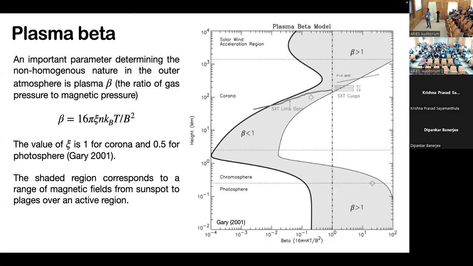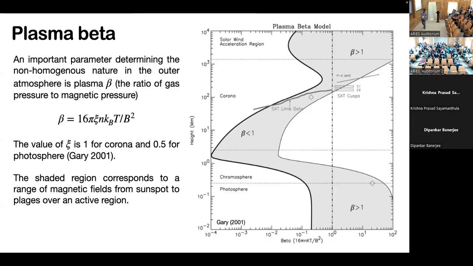This particular dash-dot line separates the plasma beta greater than 1 region from the less than 1 region. Plasma beta greater than 1 means the gas pressure dominates over the magnetic pressure. Plasma beta less than 1 means magnetic pressure dominates over the gas pressure. This level determines whether the gas is controlling motions over the magnetic field, or the magnetic field is controlling motions over gas.